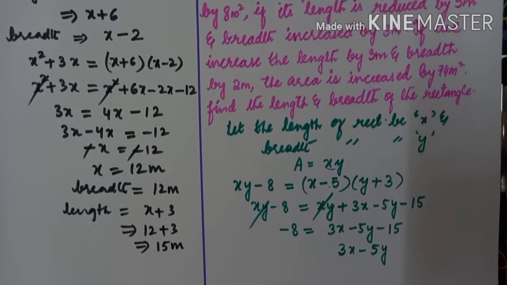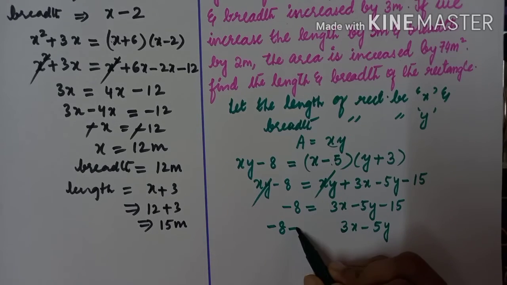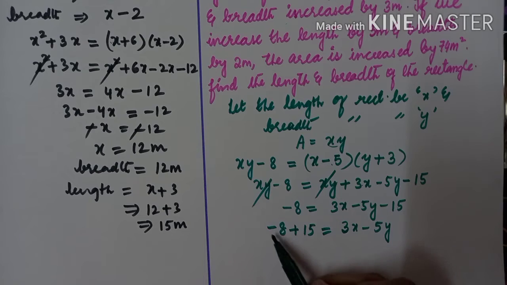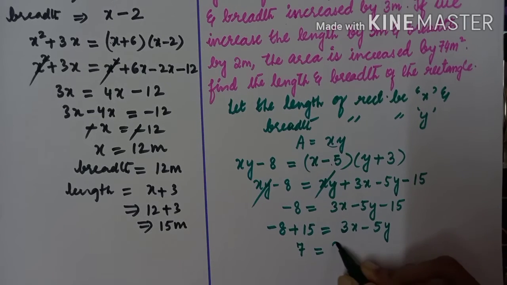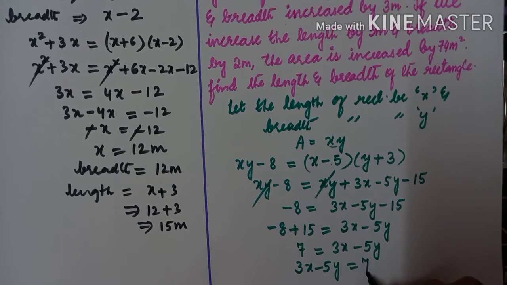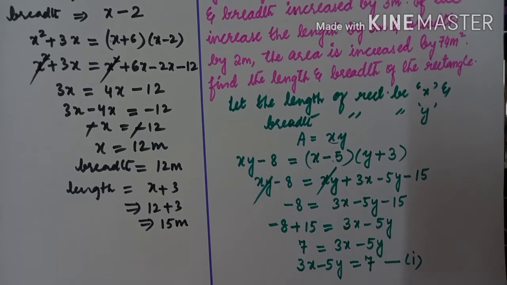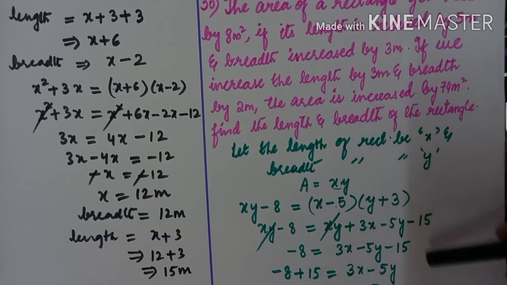Now you can see this minus 8, then this minus 15 will become plus 15. So constant terms: minus 8 plus 15, so 15 minus 8 will give you 7, then equal to 3x minus 5y. Actually this is x variable, y variable, then constant, so let us take 3x minus 5y to the left hand side, then 7. Constant, so let us name this as equation 1. Till here you can see breadth increased by 3 meter. Till here you got one equation.